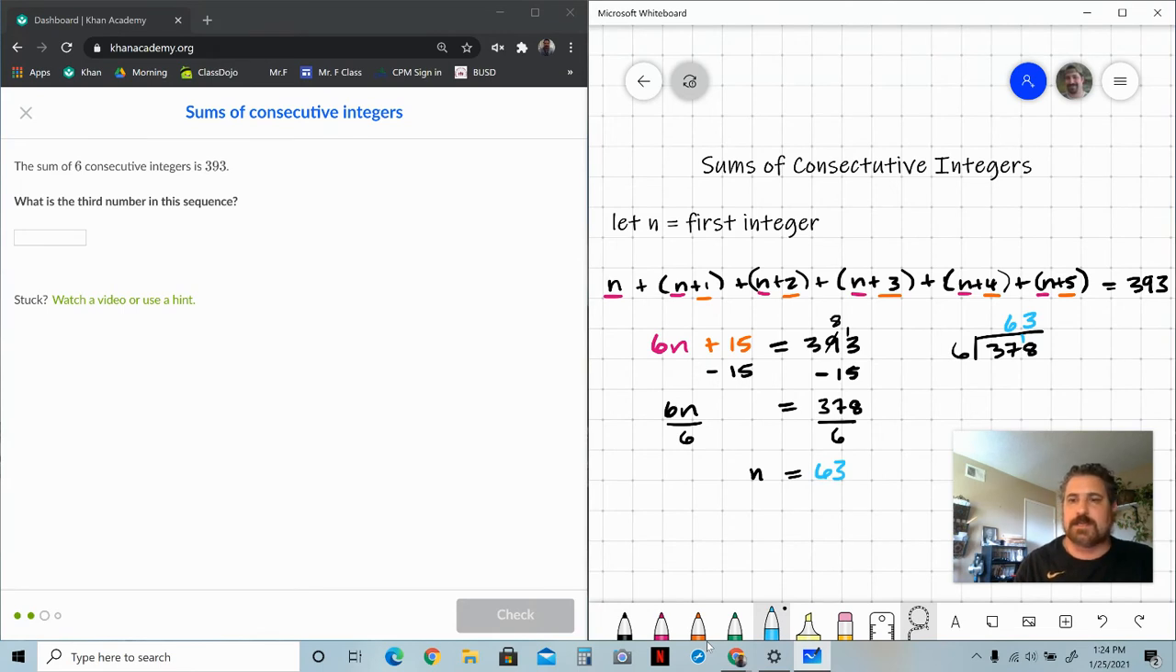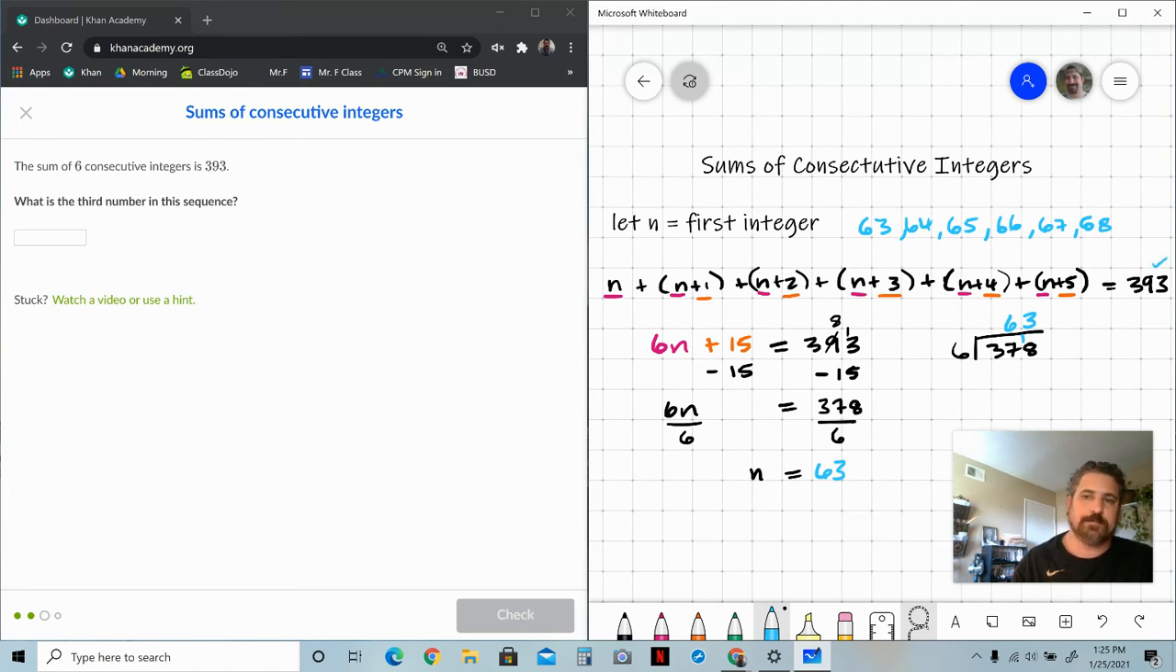So when you think about these 6 consecutive integers that have a sum of 393, you're looking at 63, 64, 65, 66, 67, and 68. If we were to add all those together, we should get 393. 60 times 6 is 360. Then you're adding to that 1 plus 2 is 3, plus 3 is 6, plus 4 is 10, plus 5 is 15, no wait, 3 plus 4 plus 5 plus 6 plus 7 plus 8 gives 33. And so 360 plus 33 is, in fact, 393.